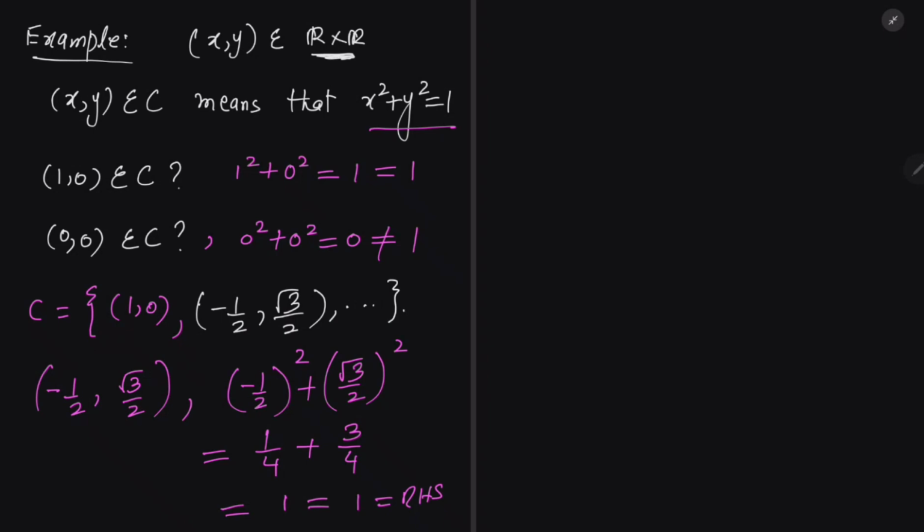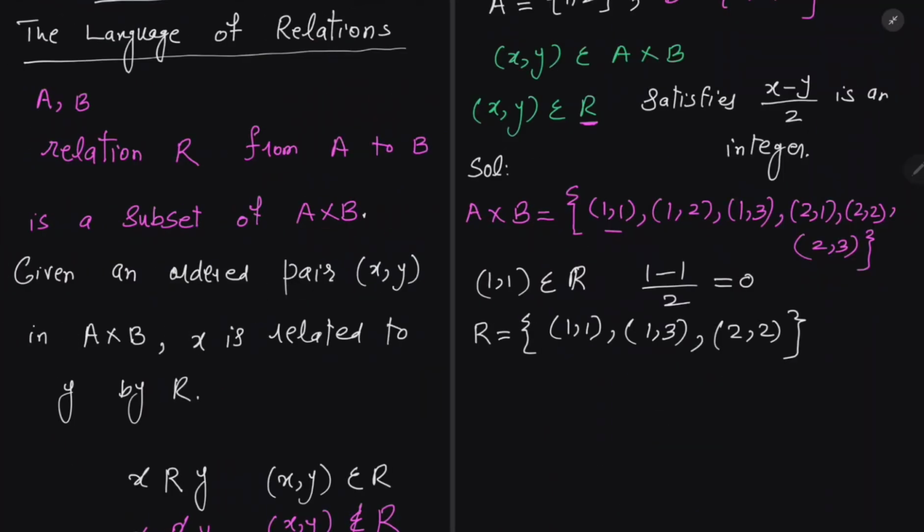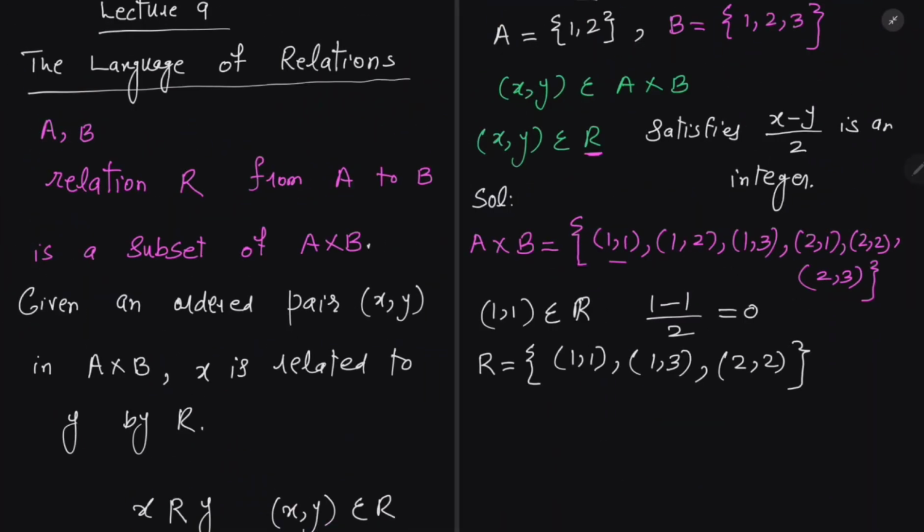So this was about the relation for a circle. In the previous example we saw a constraint for A cross B, where the pair x, y belonging to R should satisfy that constraint. So this was all about relations. Thank you for watching.